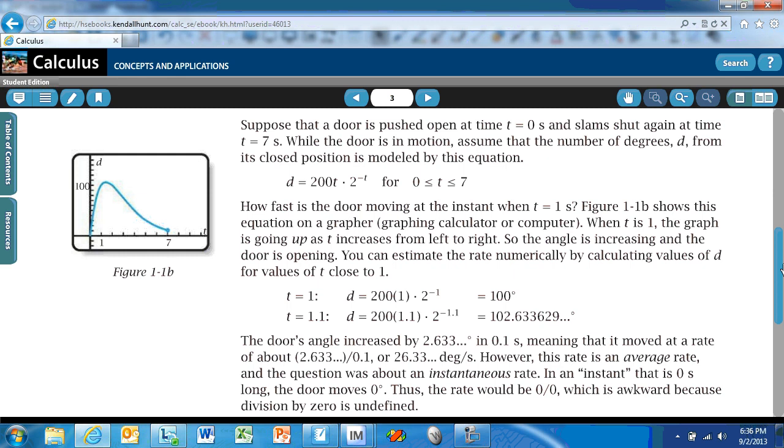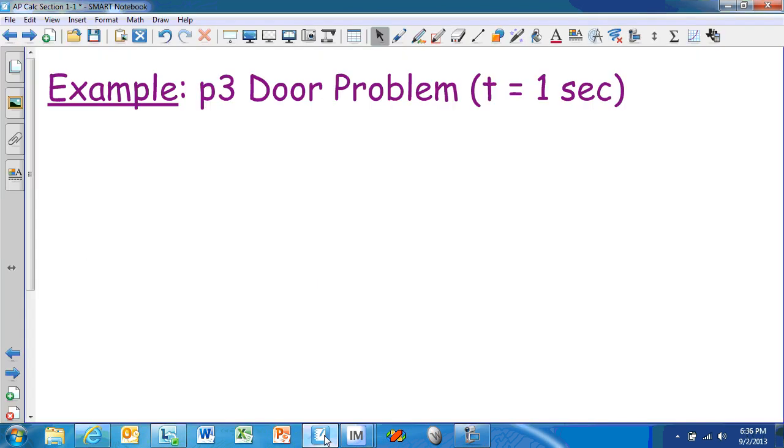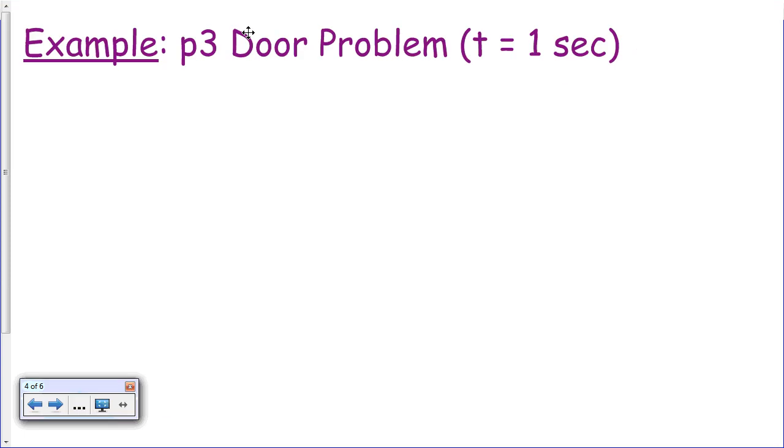And the question that they want us to answer here is, how fast is the door moving at the instant when t is equal to 1 second? Okay? So that's the door example problem with t equal to 1 second. So let me write down that equation that they gave us here.